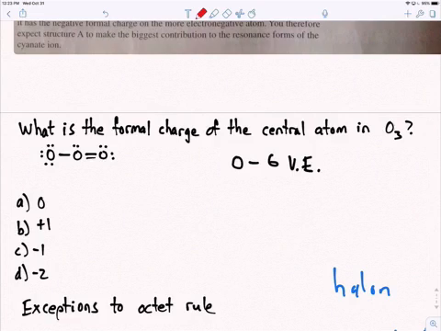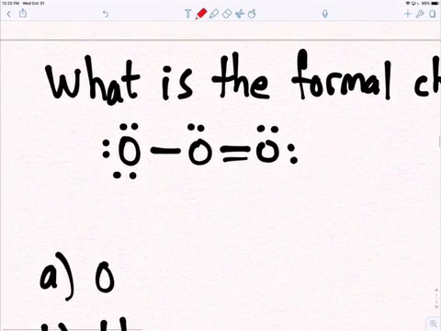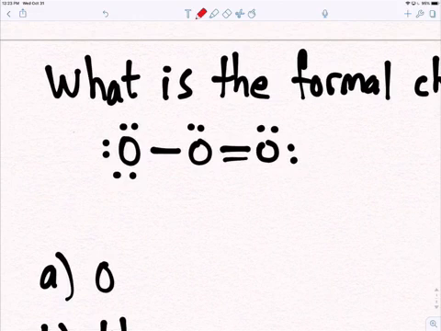How many think it's A, 0? How many think it's B, +1? How many think it's C, -1? I think it's D, -2? So I'm going to come and talk to you guys real fast. It's +1.